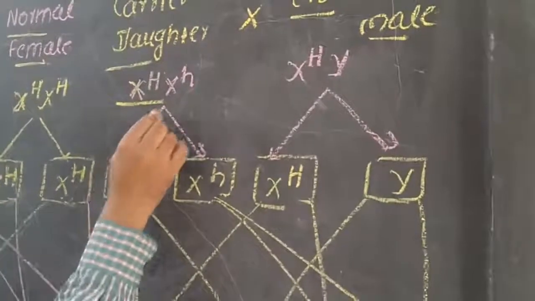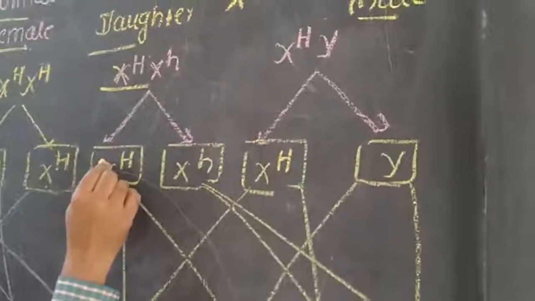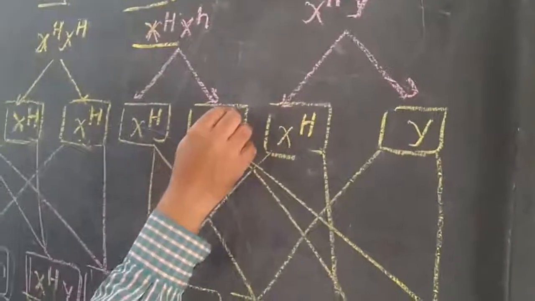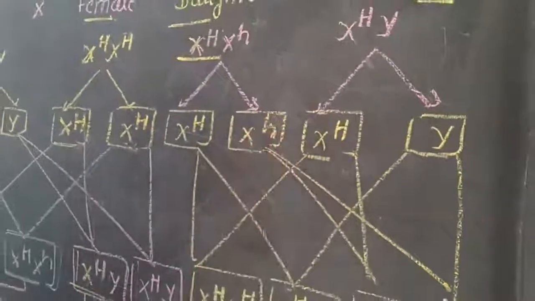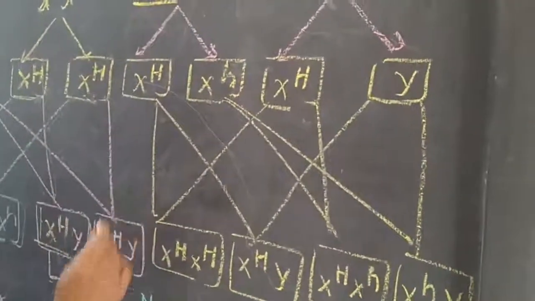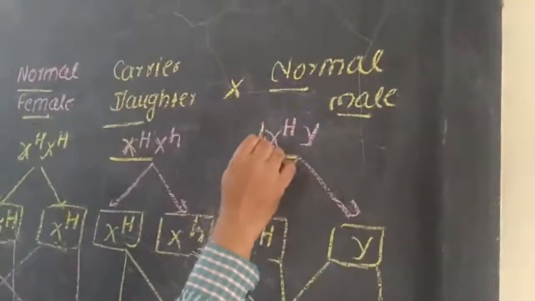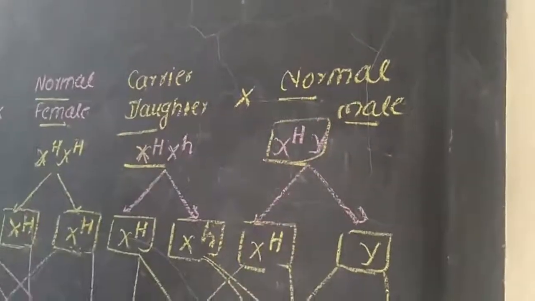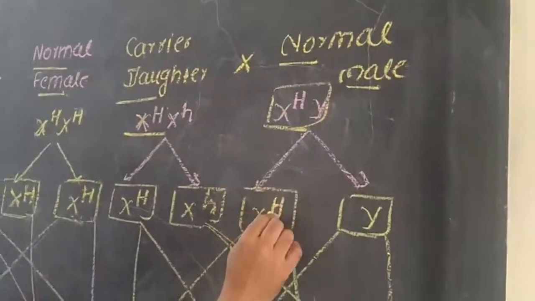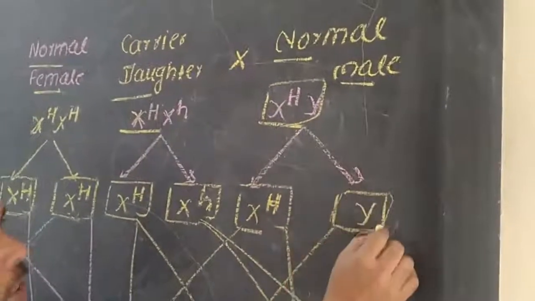In gamete formation, two types of gametes will be produced, hence it is heterogametic. One gamete contains the dominant gene, and the other contains the small h, the recessive gene responsible for hemophilia. Then the normal male produces two types of gametes: one sperm contains the dominant gene and the other sperm contains the Y chromosome.